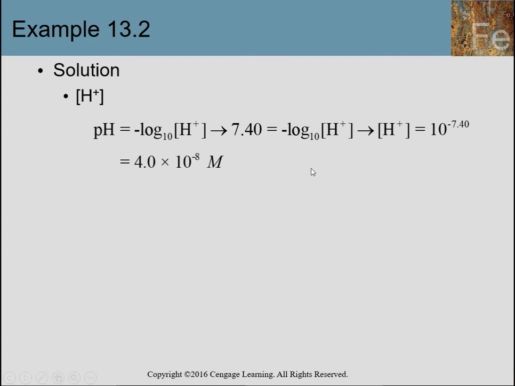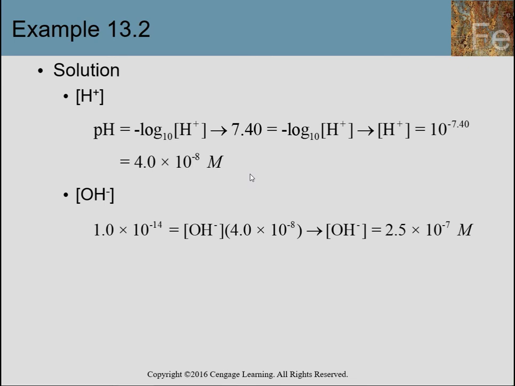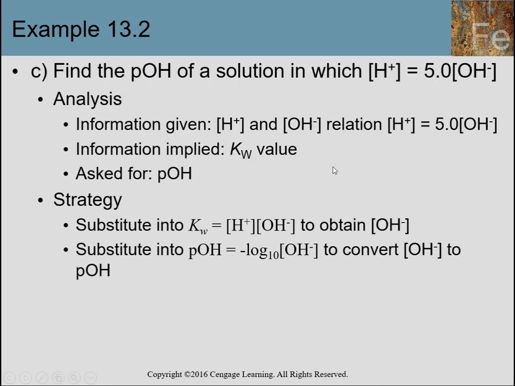I put that in the calculator. I get 4.0 times 10 to the negative 8th. Okay. Then I need to know the hydroxide. So I'm going to use that equation of the Kw and divide both sides by 4 times 10 to the negative 8th, and I get the hydroxide concentration to be 2.5 times 10 to the negative 7. You need to get used to using those 6 equations in all of their glory in all of their possible combinations. Here's one with a little bit of algebra.